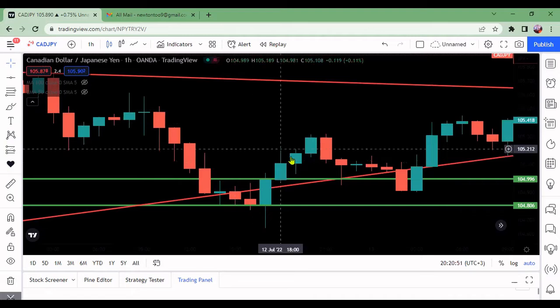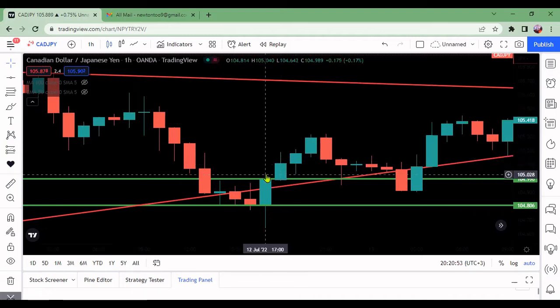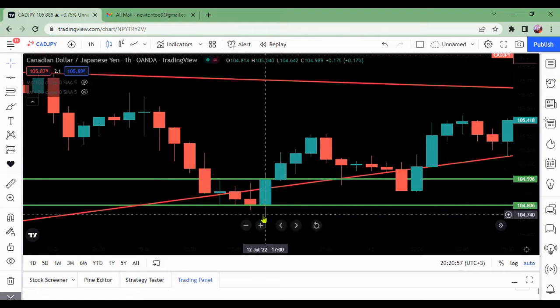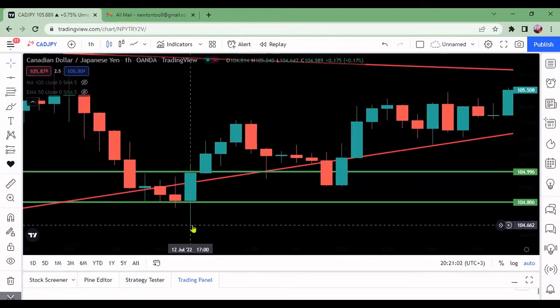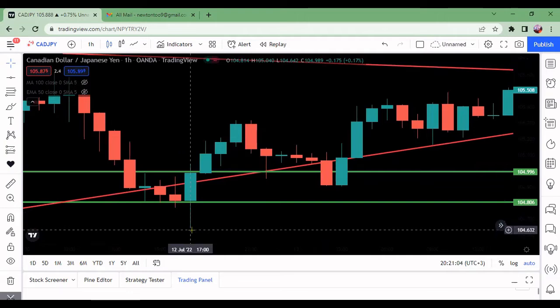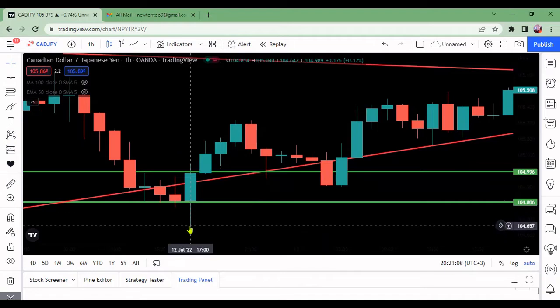So this means the candle opened, then the market dropped down. The market was controlled by the sellers. Then all of a sudden, the buyers came in with more pressure. This means that more buyers were coming to the market, so the market went up again.